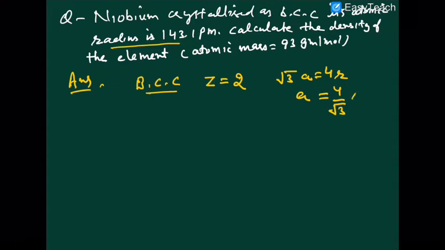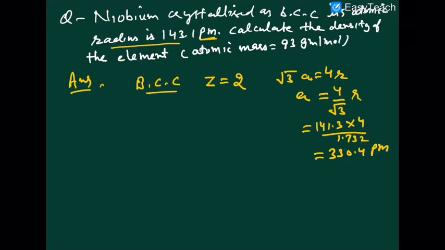4 by root 3. So when you put that value here, it is 141.3, that is R, into 4 divided by 1.732. It comes out to be 330.4 picometer, because it is given in picometer. Are you sure about that?